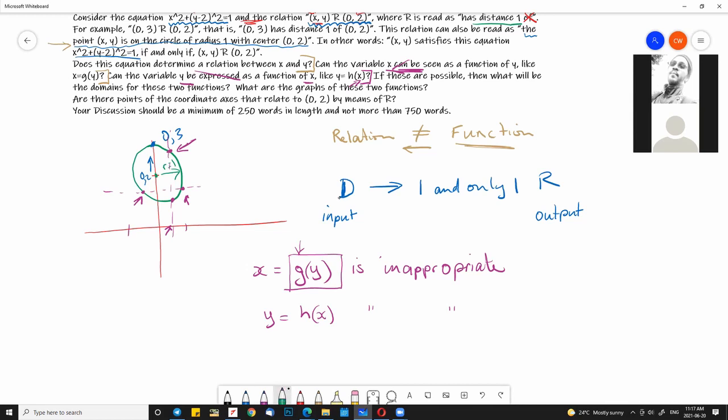Next question. If these, and they put are, but let's put were. Let's change this to were. If these were possible, then what will be the domains of these two functions? Well, they're not possible because we just established they're not functions, but we're going to answer the question anyway. The domain will be this range of values where the circle exists. Up here where it says x equals, let's put a big number, 20, the circle does not exist up here, right? So this is not part of the domain.